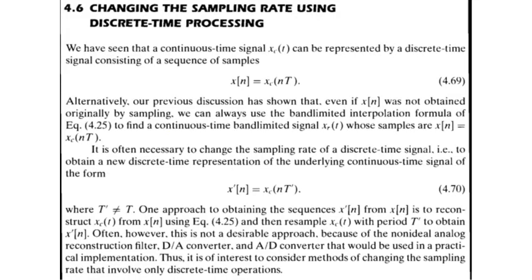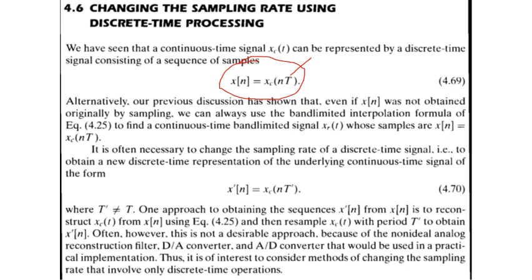So here in section 4.6 we will talk about changing the sampling time or sampling rate using discrete-time processing. In many cases it is required to change the sampling time of a discrete-time signal to obtain a new discrete-time signal representation of a continuous-time signal. Previously we were using the relationship x of n is equal to xc of nT, so the sampling time T is fixed.